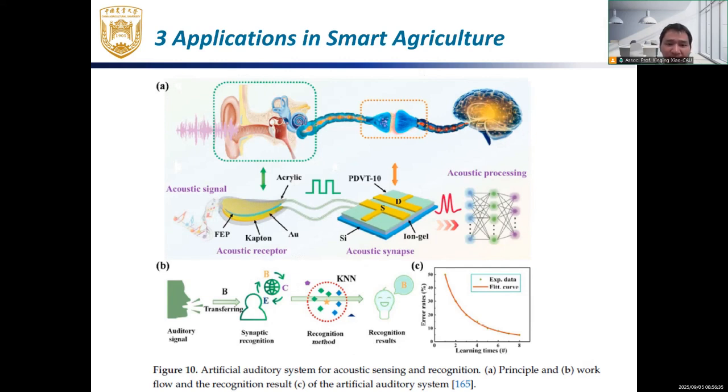So just like this, we can have different kinds of situations. For example, we can have auditory signals transforming to synaptic reconnection, and we use, for example, the artificial neural network for computation and processing, and now we can reconnect different kinds of sounds and also acoustic waves.